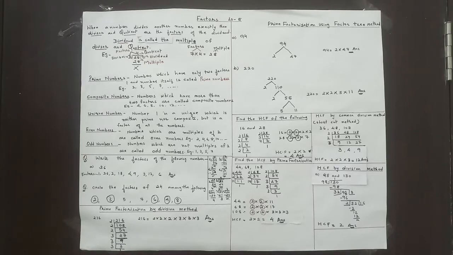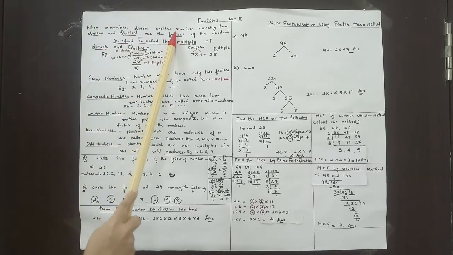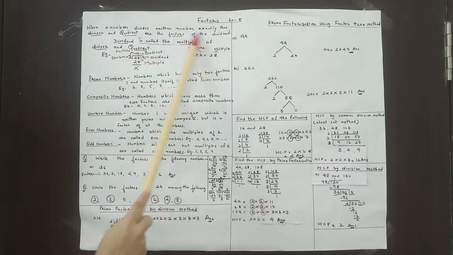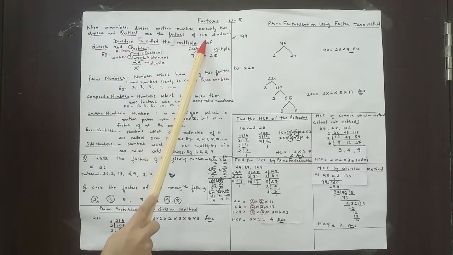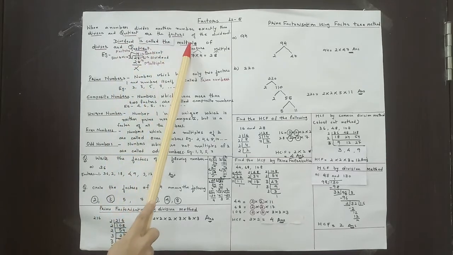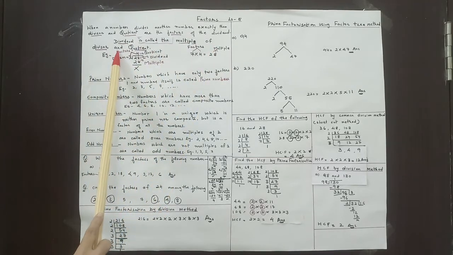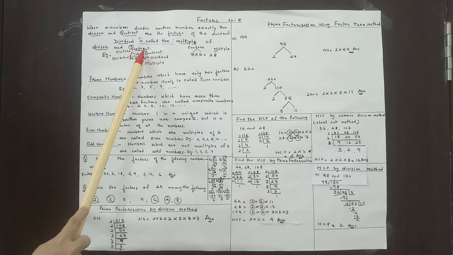Today we are going to start with a new chapter, Factors, lesson number 5. Before doing the exercises, we must know what factors are. When a number divides another number exactly, then the divisor and quotient are the factors of the dividend. The dividend is called the multiple of the divisor and quotient. We can understand this with the help of an example.